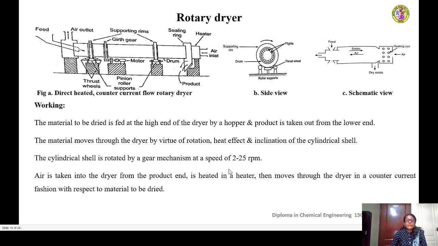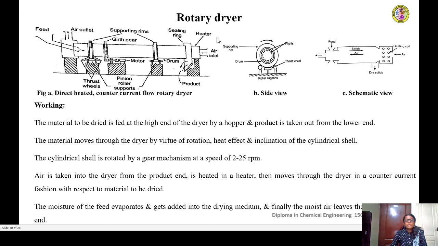Air is taken into the dryer from the product end, is heated in a heater, then moves through the dryer in a countercurrent fashion with respect to material to be dried. So this is the air flow. It is sucked in from the discharge end of the product and it passes through a heater where it gets heated and in the form of hot air it flows in this direction in countercurrent fashion with respect to material to be dried.